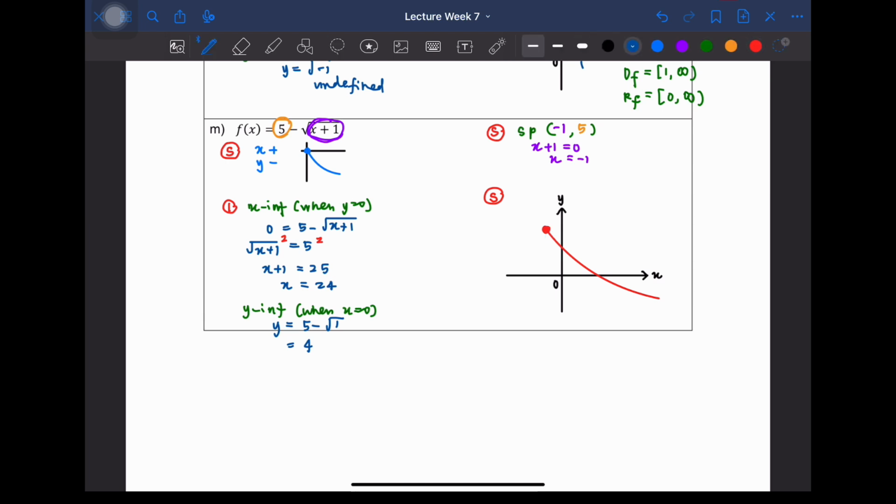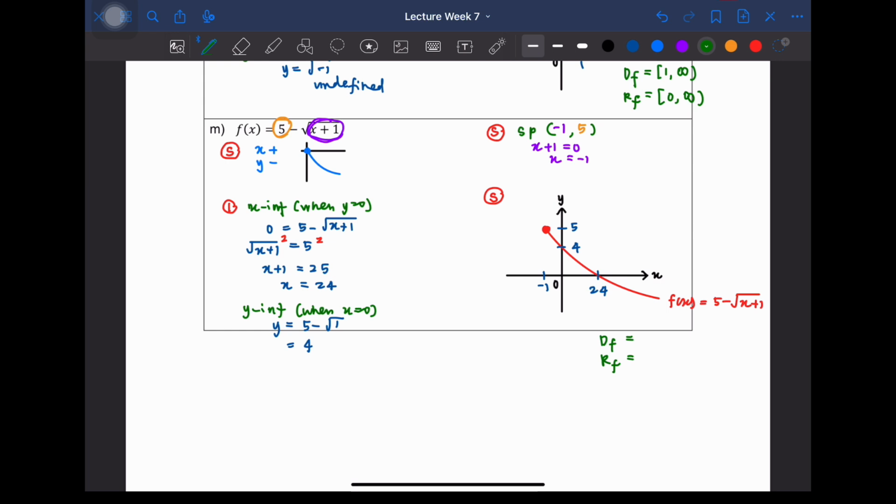Okay, so now let's label. So our starting point just now is x is negative 1, y is 5, and your y-intercept is 4 with x-intercept 24. Okay, so don't forget to label your graph. So we have f(x) equal to 5 minus square root of x plus 1. Okay, settle. So what about our domain and range?